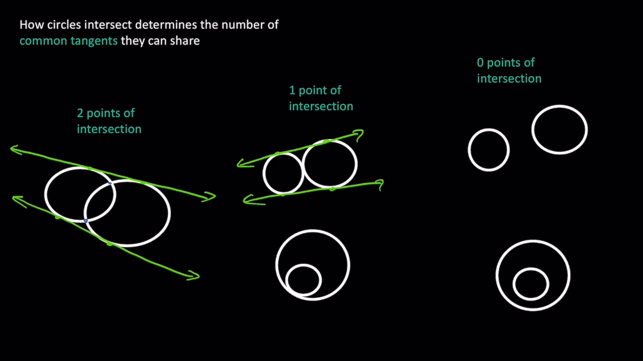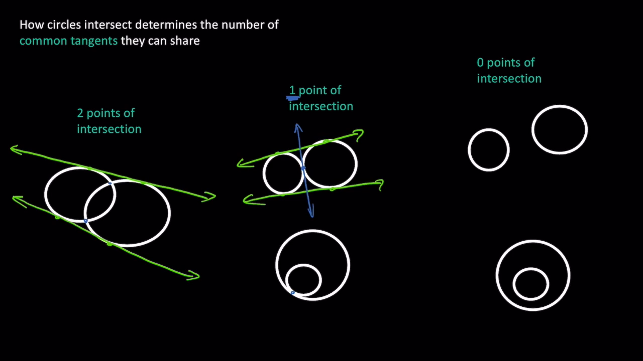But remember, in this example, we're saying 1 point of intersection. So we're saying that they're only touching at 1 point here. So we could actually draw a third common tangent that would go through that point, right there, because that's only touching at that one point, even though it looks a little close in there. There's one point of intersection.